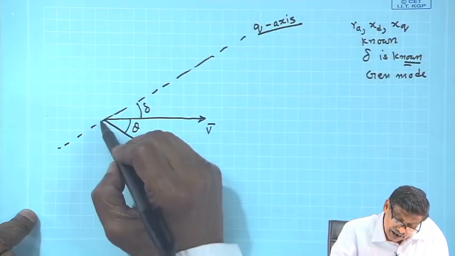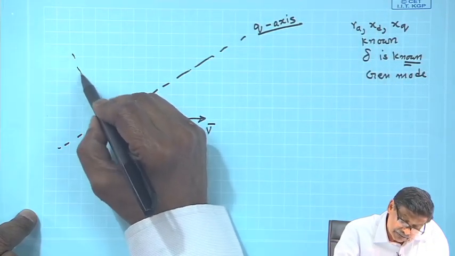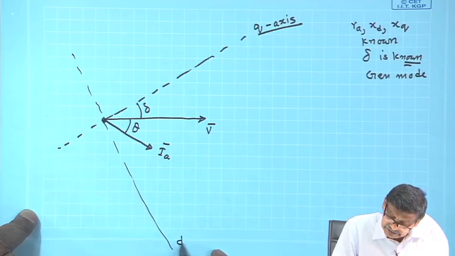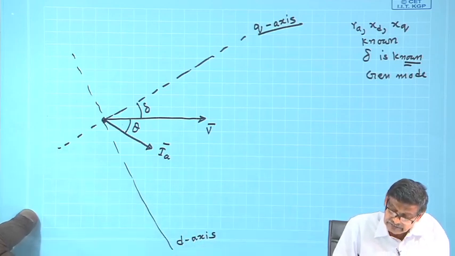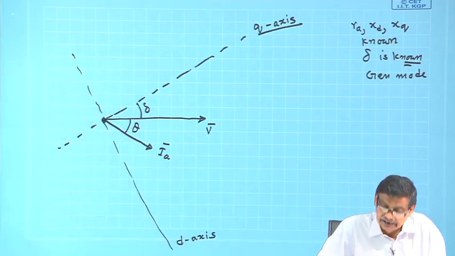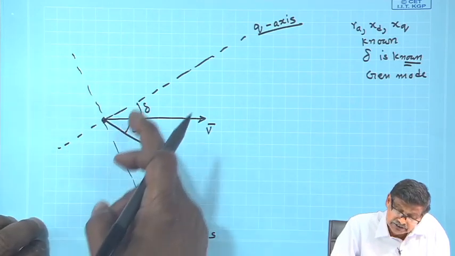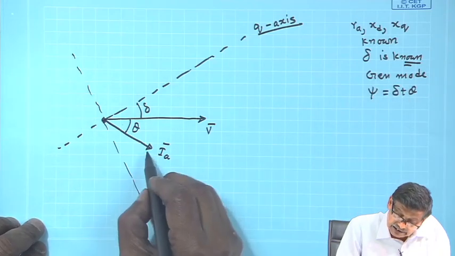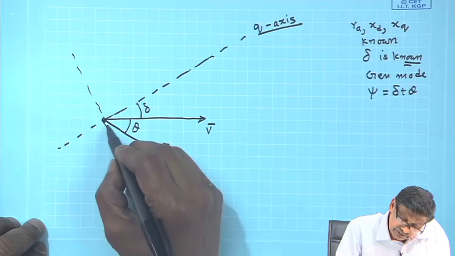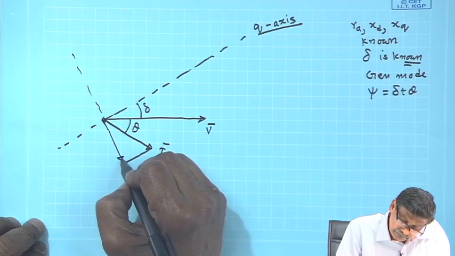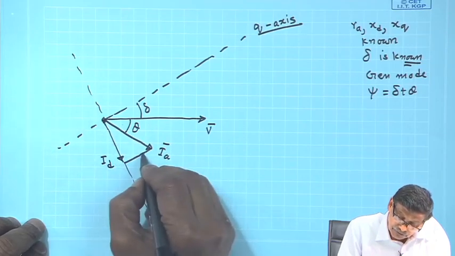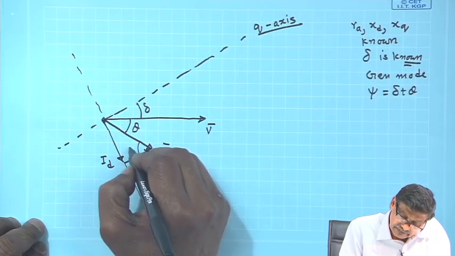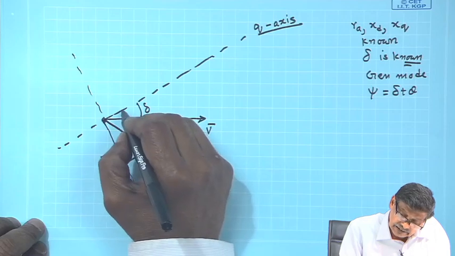Then what I am going to do? I will draw a line perpendicular to this here, and I will say this is d axis, where the field poles will be there. Now, theta is known, delta is known. So, psi is also known, delta plus theta. Then you get these two components, and these values are now known in numbers, I q. This is psi, this is also psi.